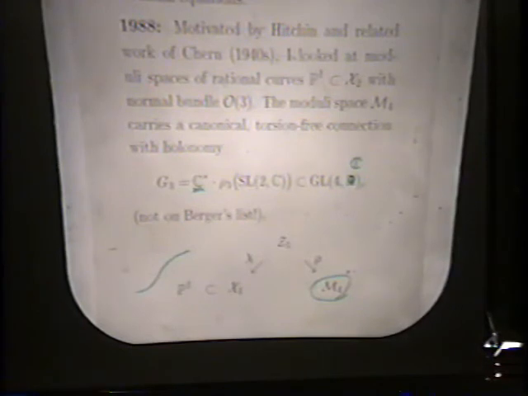Anyway, to make a long story short, I applied the methods that I had used in the other cases to try and understand the holonomy of these two groups, that is, the representation of SL2C in GL4C, in SL4C, and C star times it, and the real forms, and found out that yes, indeed, they did occur. There were examples of them.